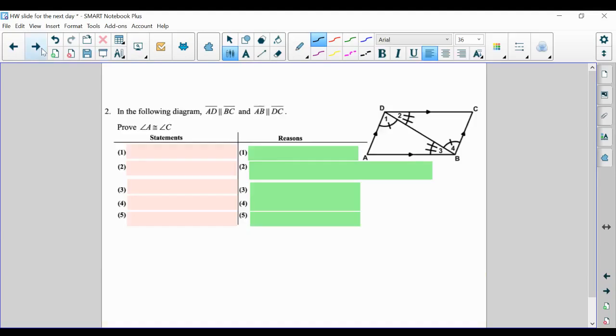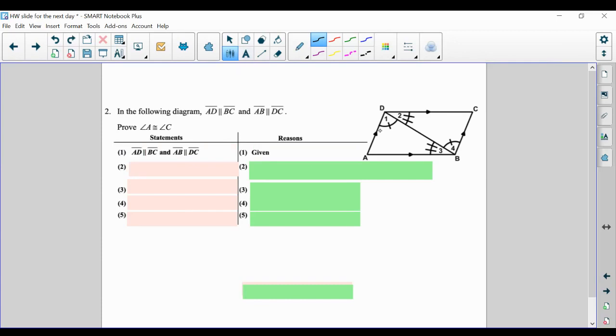Next, we are going to write some proof. So here I put some notes on the picture. AD is parallel with BC and AB is parallel with DC. So first, we always begin with the given information.